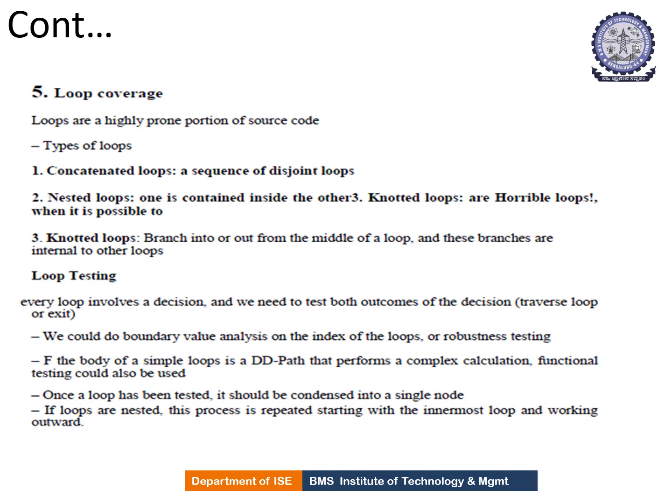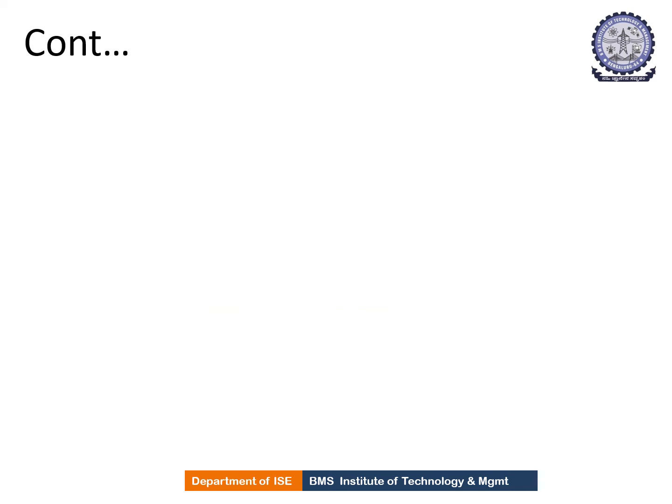This is loop coverage. In loop coverage, there are different varieties of loops: concatenated loops, nested loops, and knotted loops. There is a difference between concatenated loops, nested loops and knotted loops. This is predominantly used in loop testing, because loops are very important in control structures as well as in programming aspects.